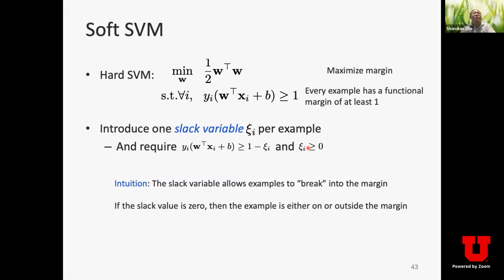If ξi is 0, what does that mean? It's the hard SVM. If ξi is 0, your function margin is no less than 1, consistent with the hard SVM constraint. That means this particular point, xi, yi, must stay on the margin or outside the margin. If ξi is strictly bigger than 0, then xi, yi could break into the margin, because the constraint becomes that the function margin is bigger than some value less than 1.